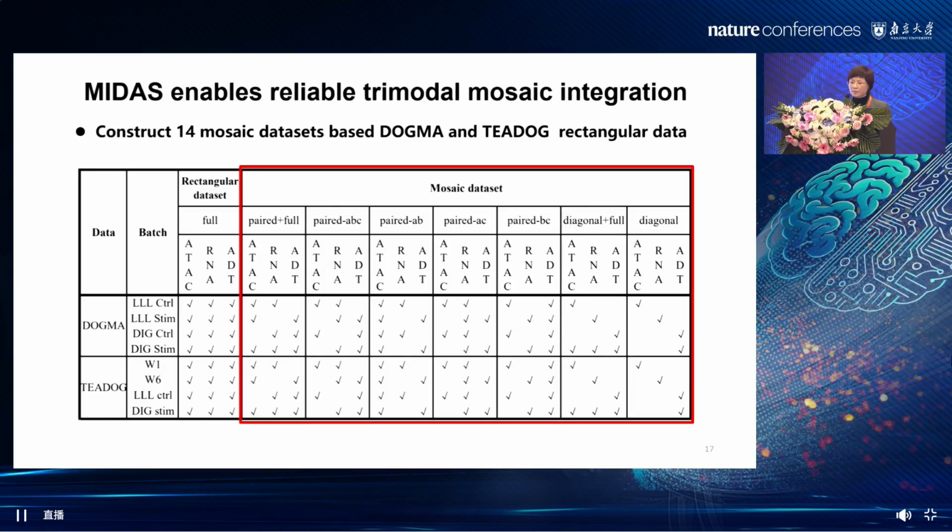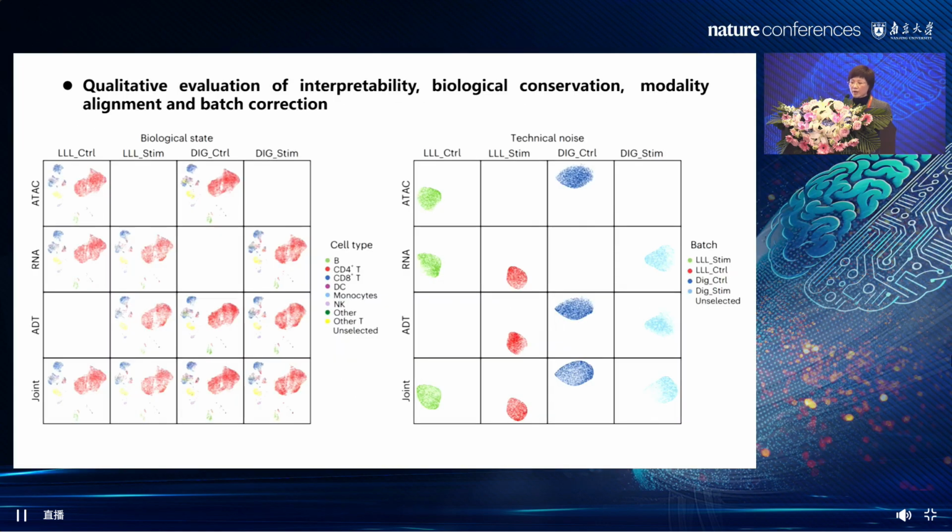Next, we tackle the more challenging trimodal mosaic integration task. We constructed 14 different mosaic datasets by systematically removing modality batch combinations from the rectangular dogma and T-dog datasets. Even when trained on mosaic data, MIDAS effectively learned aligned biological states across modalities and batches, and successfully isolates batch-specific technical noise. The joint embedding space integrates information robustly.